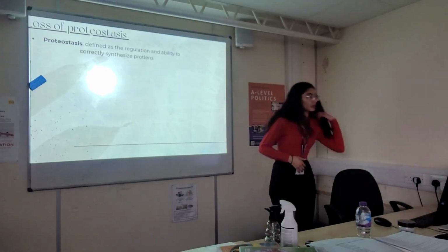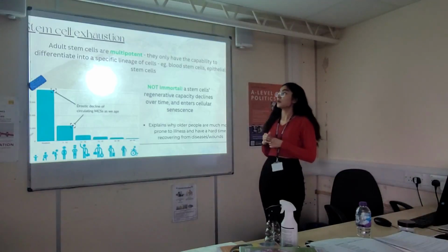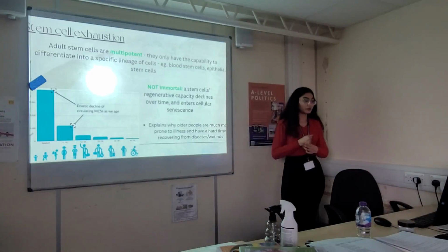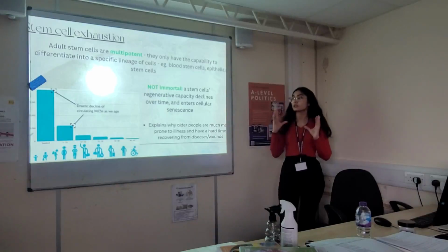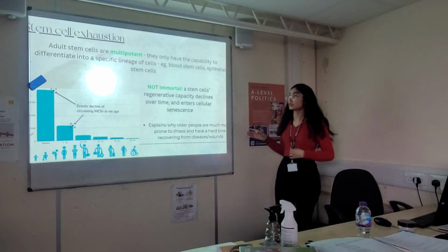And then the third and final one that we'll be talking about is stem cell exhaustion. So we do have a rough idea about what stem cells are. They are undifferentiated cells which have the capability to differentiate or specialize in many other different cell types.